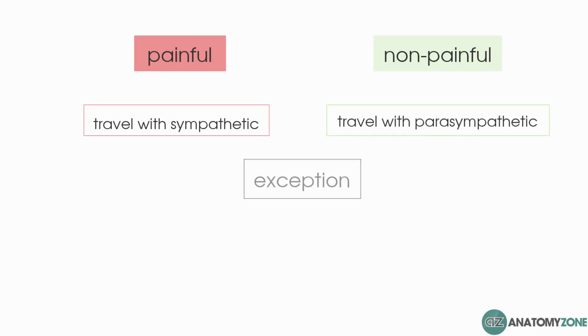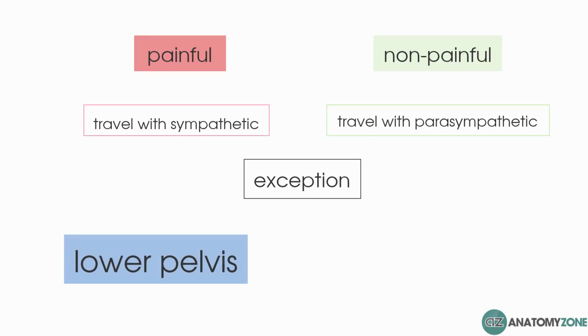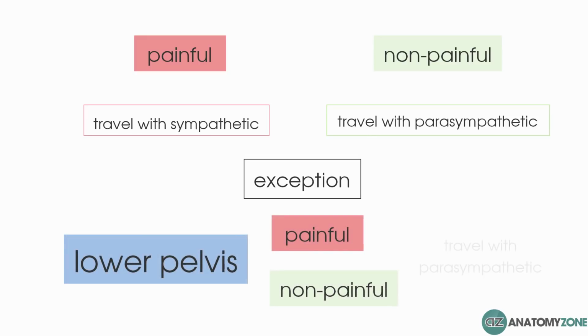And there's an exception to this rule. In the pelvis, the upper part is like I mentioned, so visceral pain travels with the sympathetics and non-painful stimuli travel with the parasympathetic. But in the lower pelvis, you've got painful stimuli and non-painful stimuli travelling with the parasympathetic component. So hopefully that's given you a good overview of the anatomy of the sympathetic nervous system.